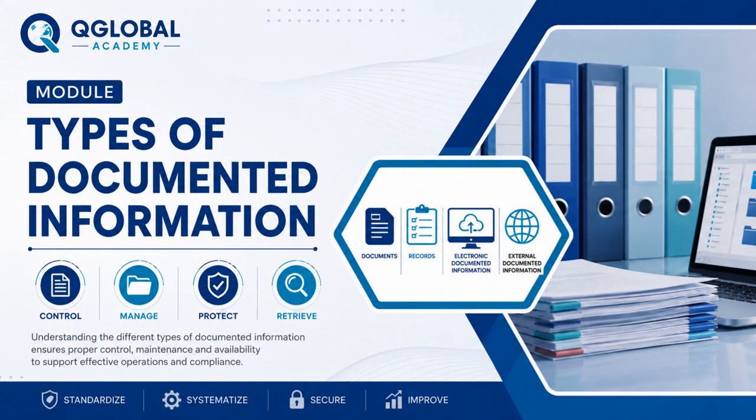This module explains the different types of documented information. It covers documents, records, electronic data, and external information. Understanding these types ensures effective control, protection, and availability to support compliance and efficient operations.